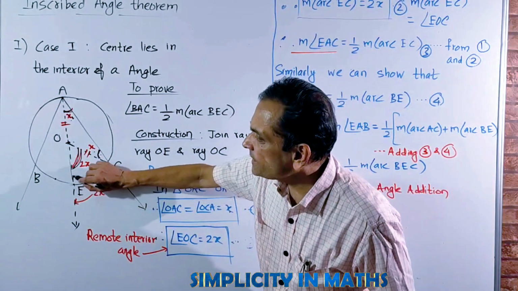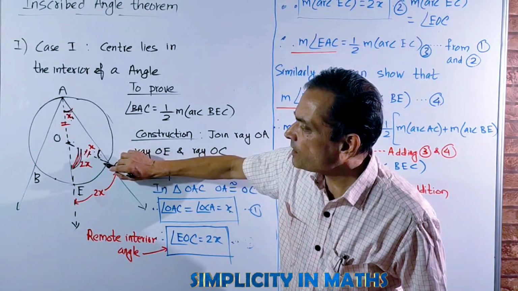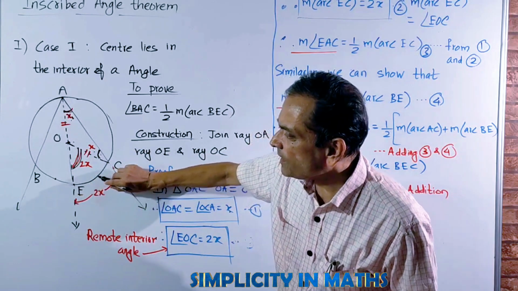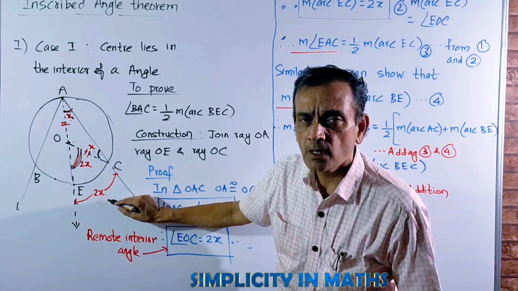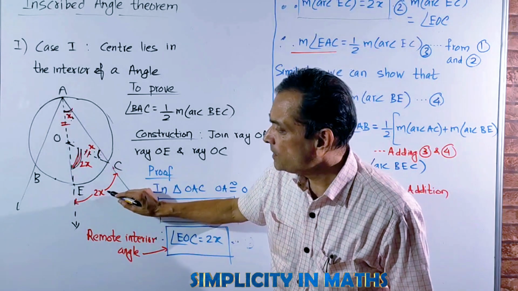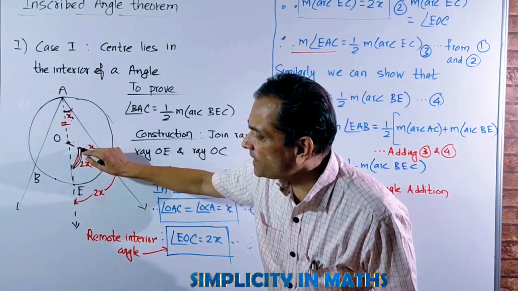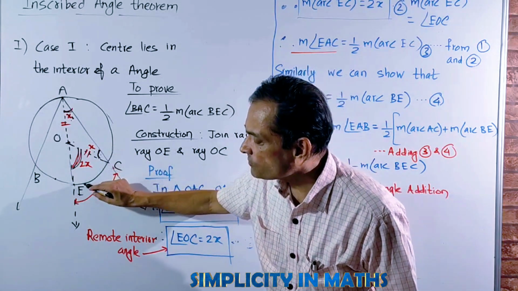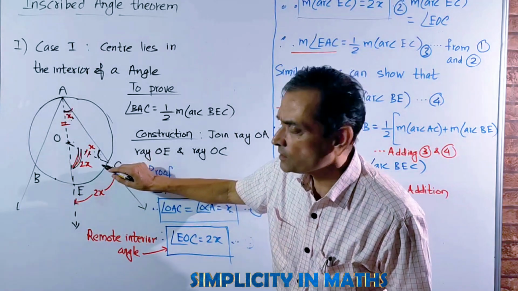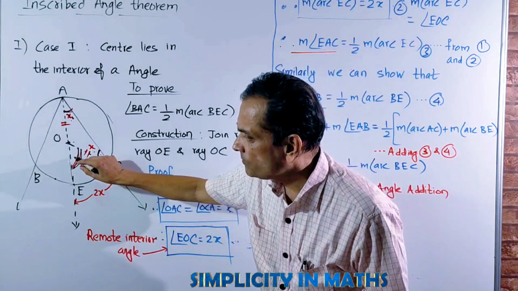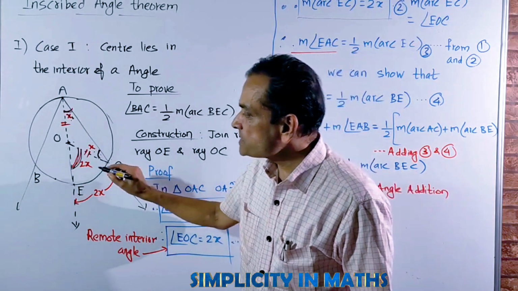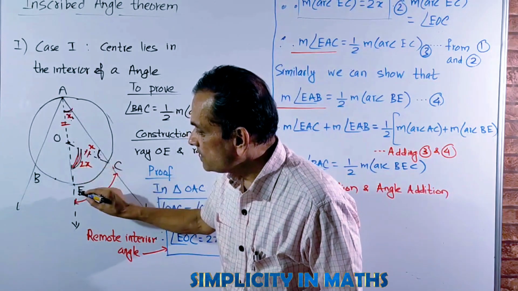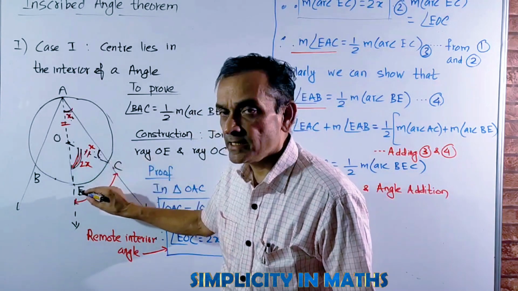Now this is the central angle. If the central angle is 2x, then the arc opposite to it will also be 2x, which we have shown over here. Just now I told you some time back that the measure of the central angle is equal to the measure of the intercepted arc. Both are equal. The reason is the definition of arc. That means if this central angle is 60 degrees, this arc is also 60 degrees.